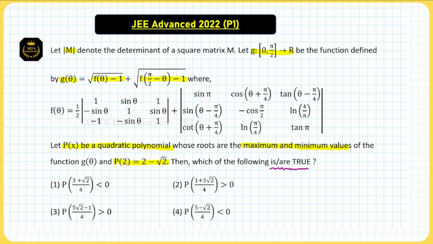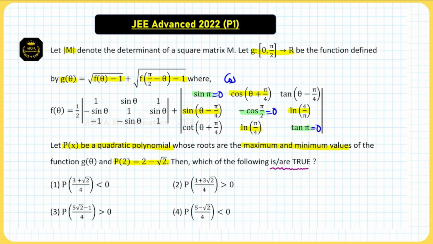First, we need to find this function f of theta, and this is the sum of these two determinants, right? Now, if you see the second determinant, on diagonal we have sine pi, which is 0, cos pi by 2, 0, tan pi, that is 0. So the diagonal elements are nothing but 0. And if you notice the off diagonal elements, then they are negative of each other. ln 4 by pi, ln pi by 4, these two are negative of one another. Cos theta plus pi by 4 and sin theta minus pi by 4.